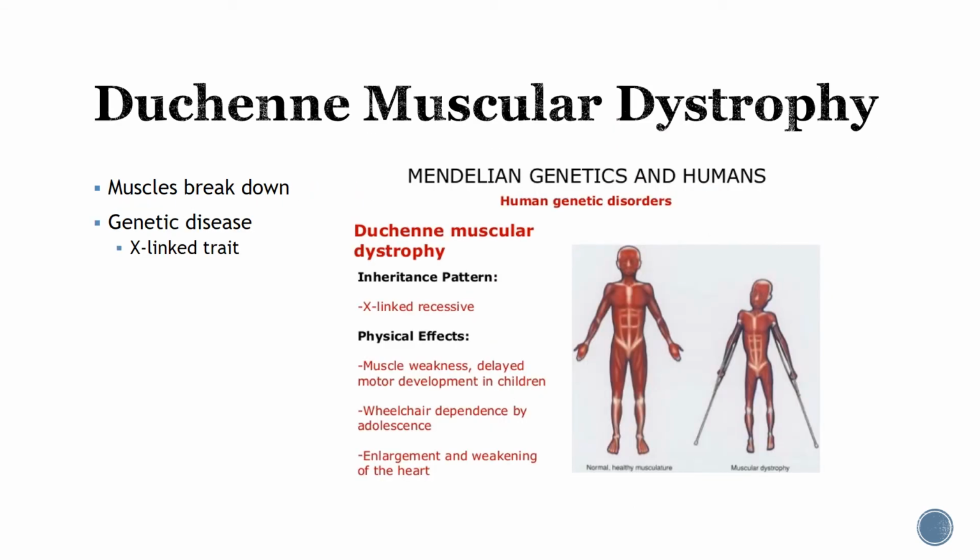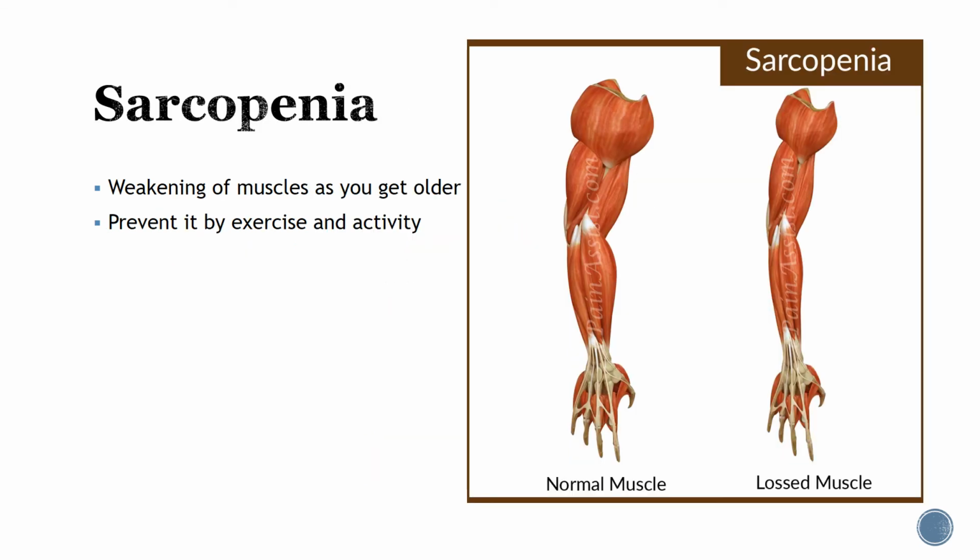Muscular dystrophy is where your muscles break down, and it's a genetic disease. Sarcopenia is the weakening of muscles as you get older. You can prevent it by exercise and activity.